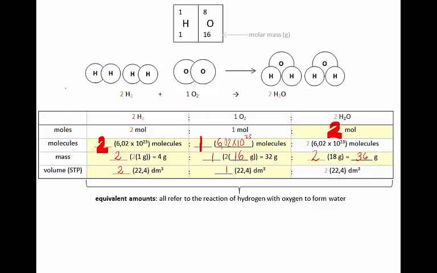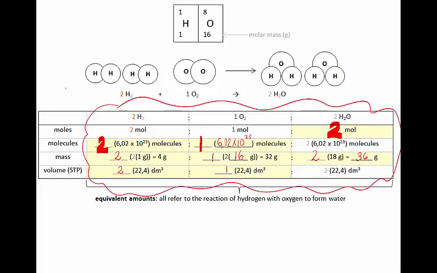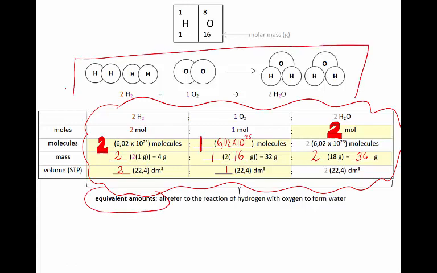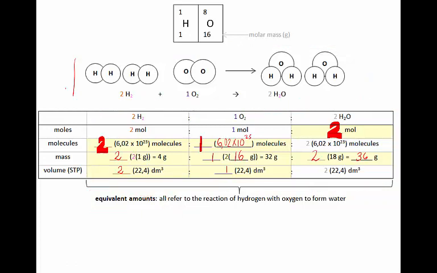Now, the important thing to realize here is that all of these values are equivalent amounts for this particular reaction. They won't be equivalent necessarily for another reaction, but we are answering questions about this reaction. And for this reaction, all the values here are equivalent to one another. And so that means that we can create conversion factors from any pair of these values. Which pair will be useful will be determined by what unit we are given and what unit we are required. Let's get some practice with that.